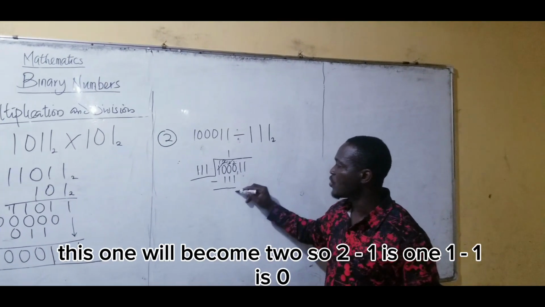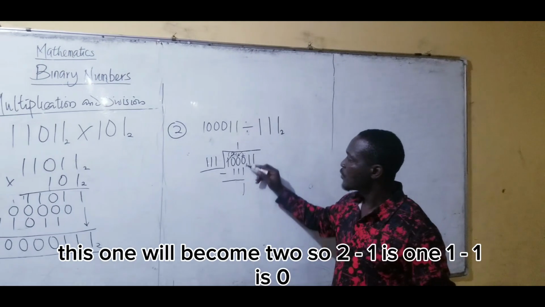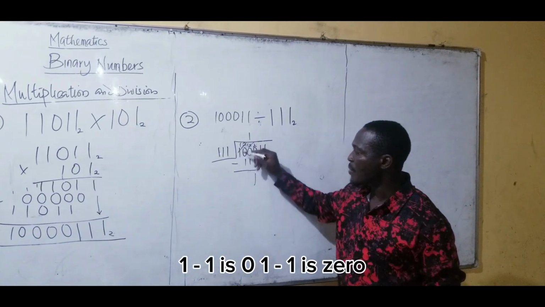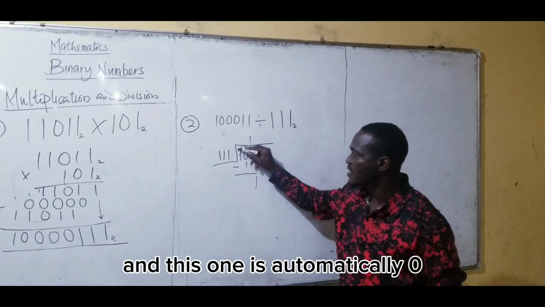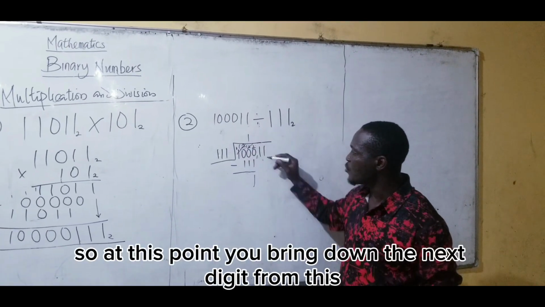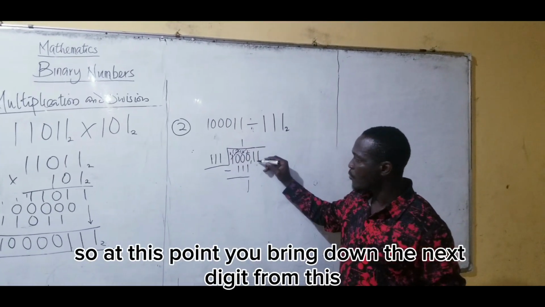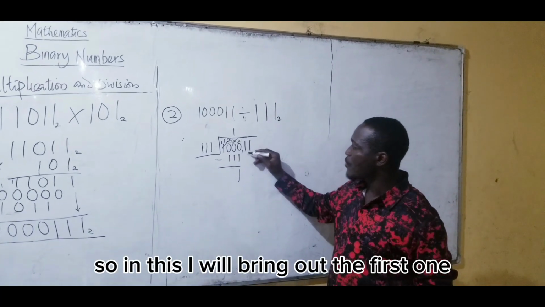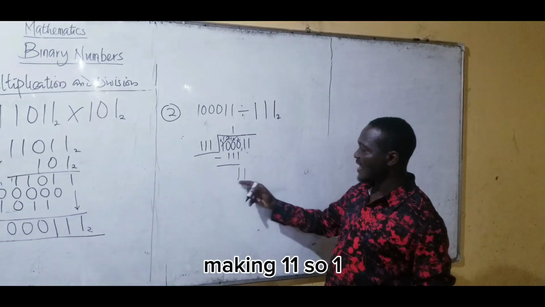So 2 minus 1 is 1. 1 minus 1 is 0. 1 minus 1 is 0. 1 minus 1 is 0. And this one is automatically 0. So at this point, you bring down the next digit from these remaining 2 ones we have here. So in this, I will bring down the first one, making 11.